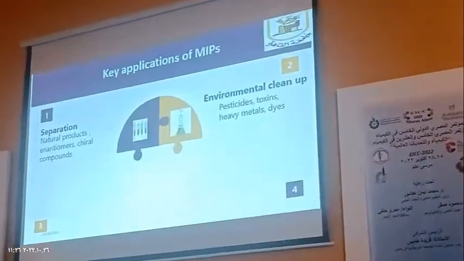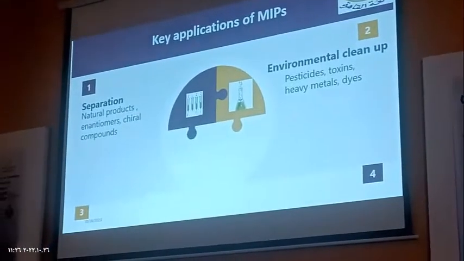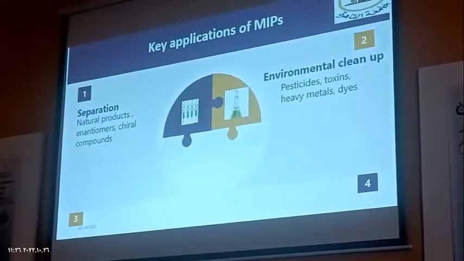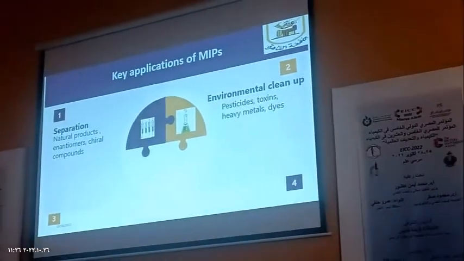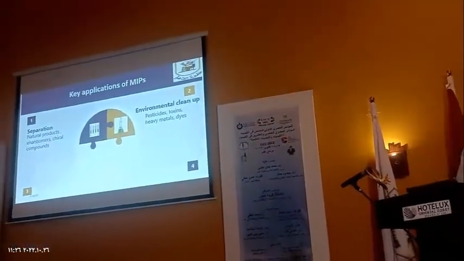To give a quick example of the different types of imprinting or applications, we can say that we have separation of different natural products. You can select just one component in a natural product and exclude all the other components. And this is a dream for the people working in pharmaceutics due to the activity of some natural products in cancer therapy, for example, or their activity as antioxidants.